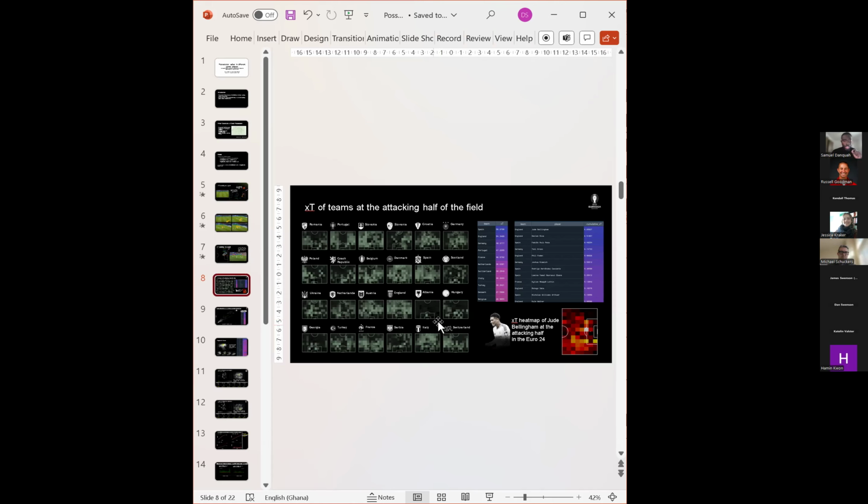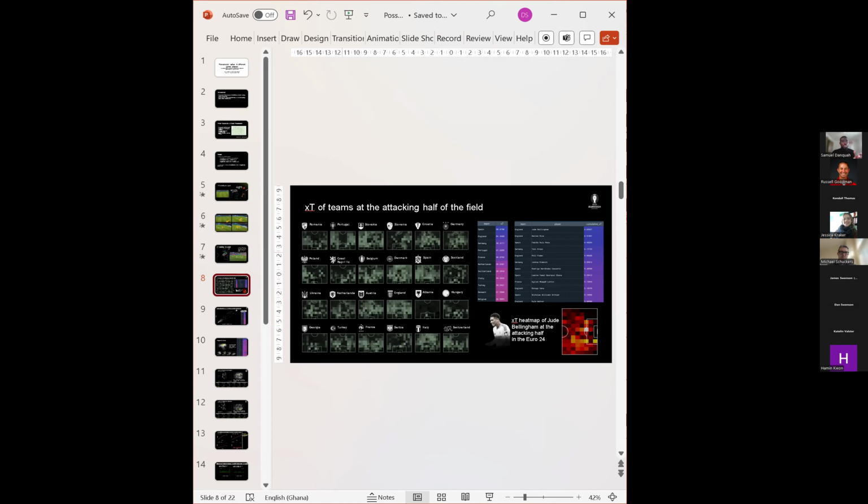But one significant visualization I want you to see is that of Albania, where you can clearly see they were the odd one out. They didn't look very threatening in the attacking half. And that is what happened during the Euro.